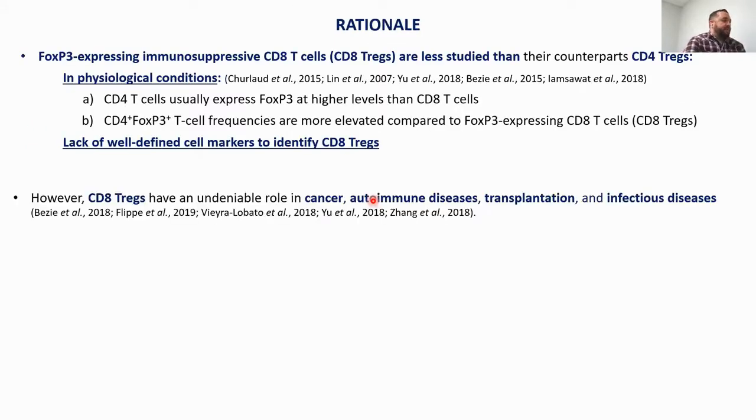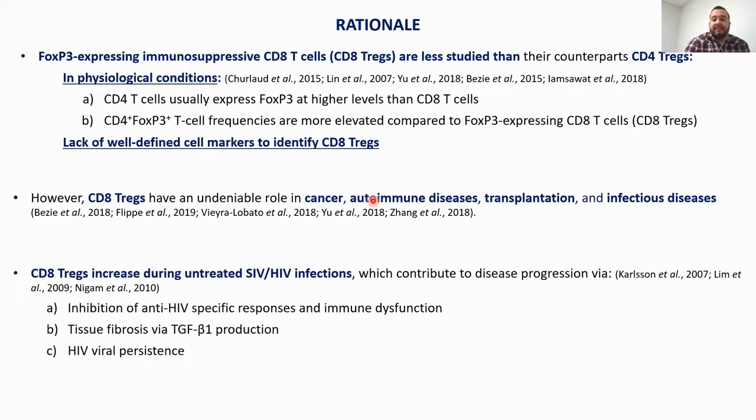So FOXP3 expressing immunosuppressive CD8 T cells are less studied than their counterparts, CD4 Tregs, mainly because in physiological conditions the expression of FOXP3 by CD4 T cells is higher than in CD8 T cells, and also the frequency of CD4 Tregs is higher compared to CD8 Tregs. This, along with the lack of well-defined cell markers to identify CD8 Tregs, has meant that the scientific community has not had that big an interest in studying these cells.